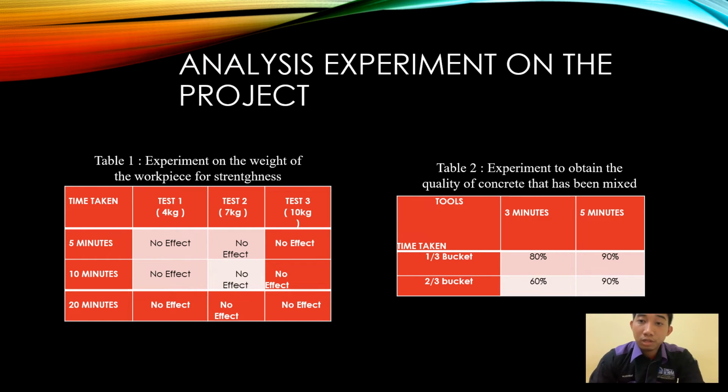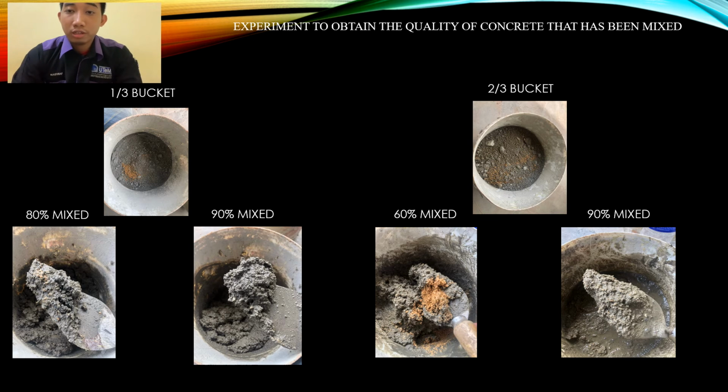Experiment 2 is about obtaining the quality of concrete that has been mixed for two size quantities. First quarter bucket and second quarter bucket. You can see the result from table 2. This is the figure for the experiment to obtain the quality of concrete that has been mixed. The figure shows the difference we can see with the color and the stability of mixed cement in the 80%, 60% and 90%.